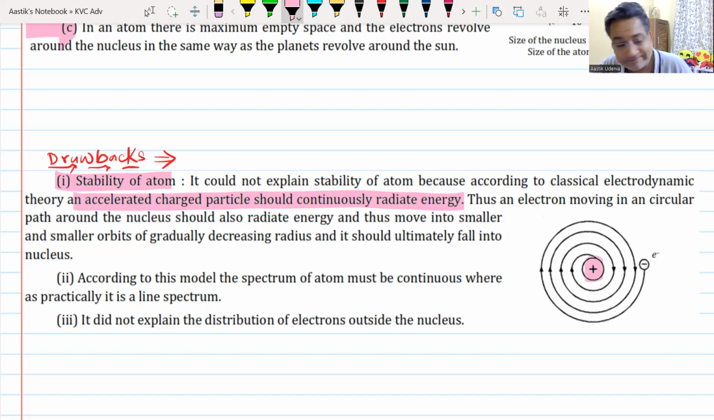Yes or no? Yes. Stability of the atom was a problem. It could also not explain the spectrum of the atom, and we will see that spectrum. According to the theory, the spectrum must be continuous, but the spectrum is not continuous. And it also could not explain why the electrons are orbiting outside the nucleus. So these were the drawbacks of the Rutherford model, and what we could understand and what we could not understand. I give you 2 minutes to note this down.